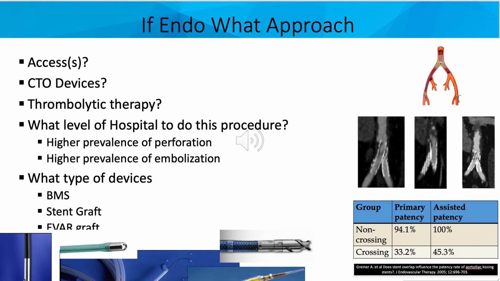If an endo approach was chosen, there are many different variables to be considered. First, access sites. Next, CTO devices. Should thrombolytic therapy be utilized to try to decrease the amount of obstruction? This will be not an uncomplicated potential procedure, so what level of hospital should be doing this? There would be a significant prevalence of perforation as well as embolization. Ultimately, what type of devices will be utilized to maintain patency? Bare metal stents, stent grafts, ePTFE grafts? There's data on all of these.